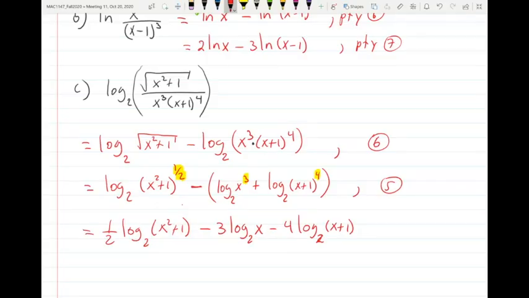Wouldn't it be the 3 log base 2 of x plus 4 log base 2 of x plus 1 instead of minus because it was an addition before? Oh, I'm sorry. You distribute the negative. My bad. Exactly. Yeah, we have that negative in front that's affecting everything inside the parentheses. Oh, okay, got it. Thank you. Good.